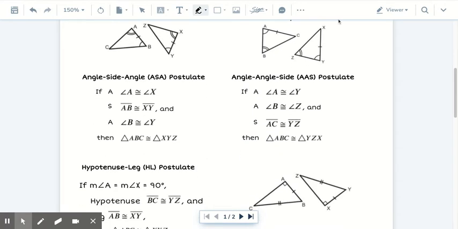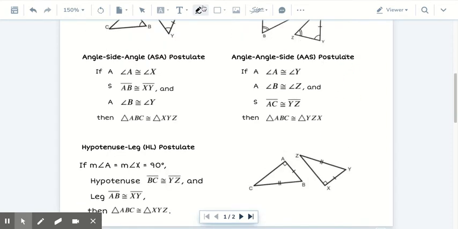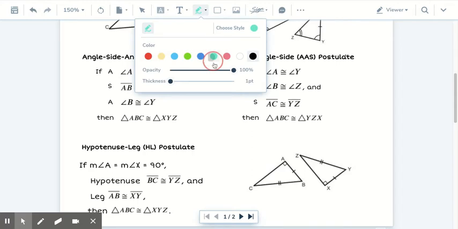Alrighty, so we're going to be looking at some examples of these. I'm going to get a prettier color to work with now.